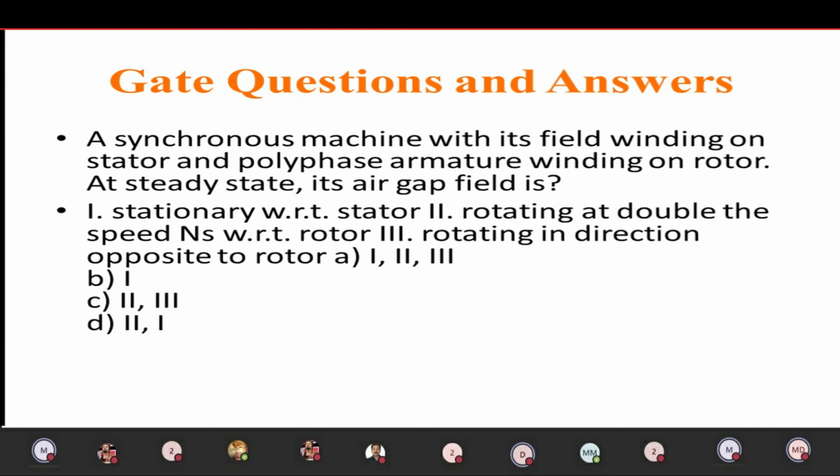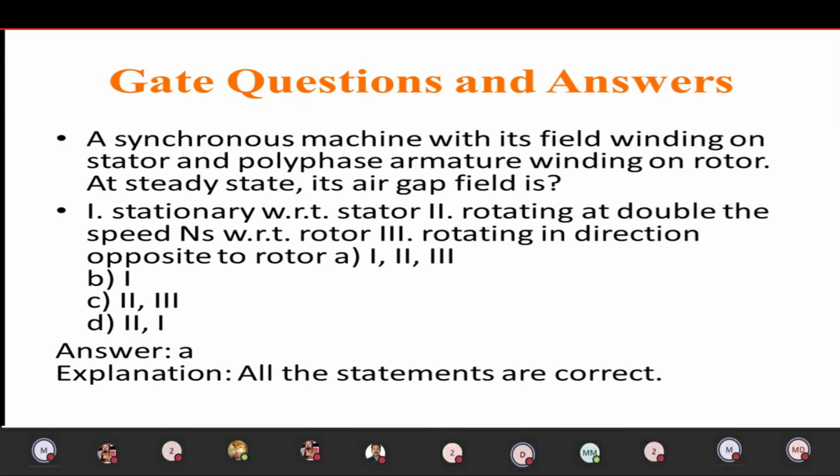So we have three combinations. From that we have A: 1, 2, 3 in that sequence; B: only 1; C: 1 and 2 and 3; D: 2 and 1. So the answer is A. All the statements are correct.